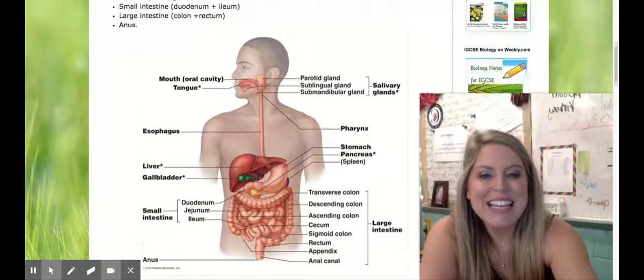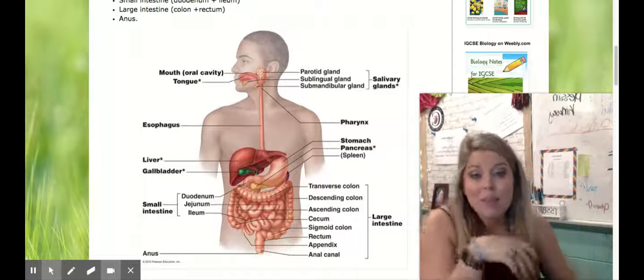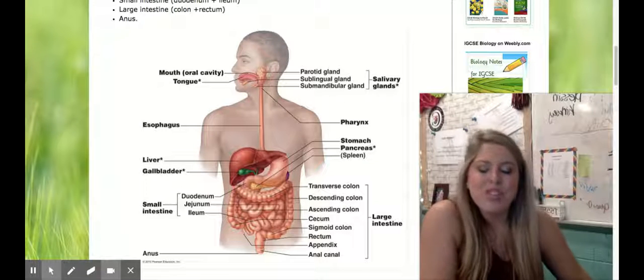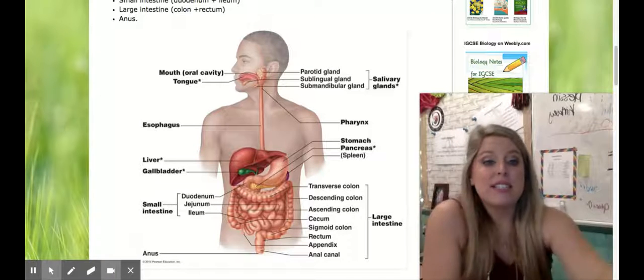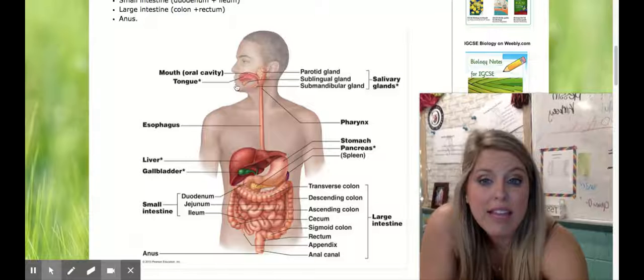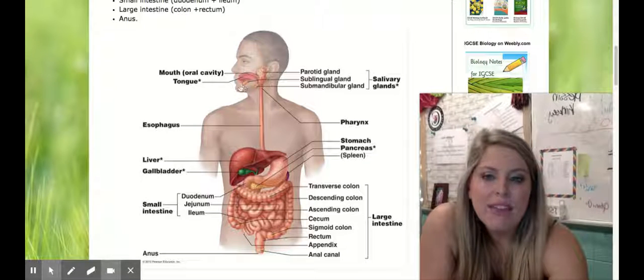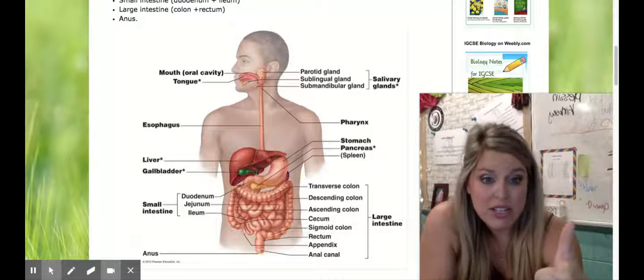Let's go ahead and look at our alimentary canal, which is the digestive tract. But remember, we're in the Cambridge curriculum, so sometimes our terminology is a little different. So for the alimentary canal, the first portion of this starts with the mouth, your oral cavity. Your mouth has a tongue. Most of y'all should know that. And then we have something called salivary glands. That's very important for the chemical digestion function of the mouth.